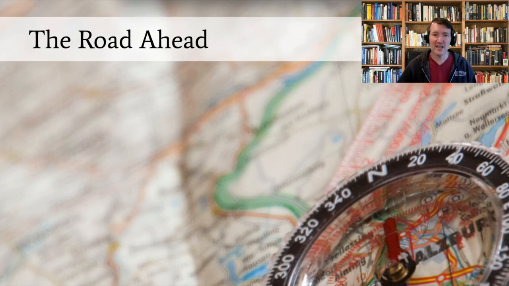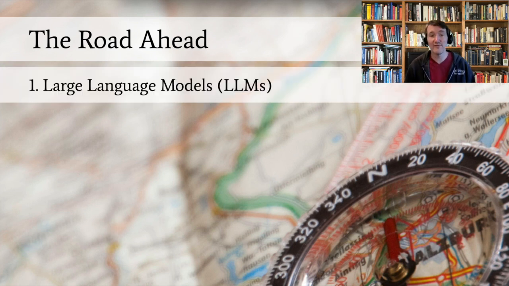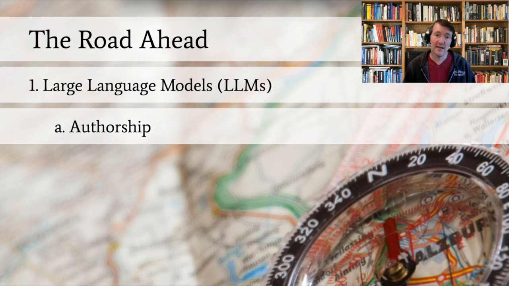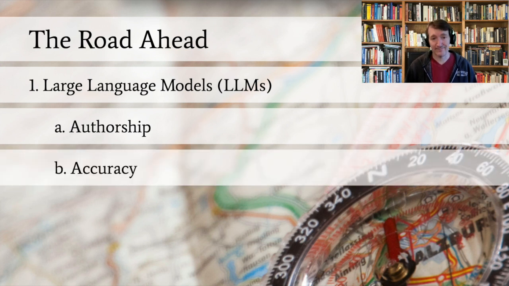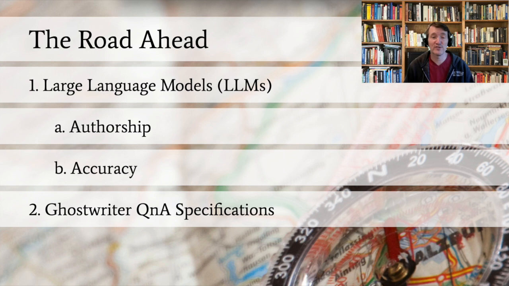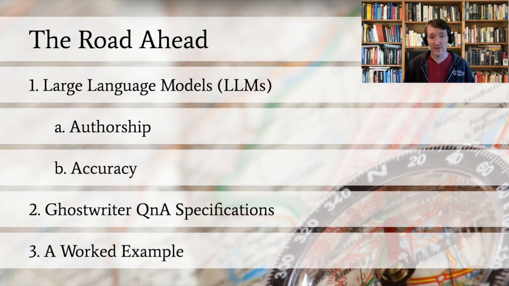That being said, here's what we're going to touch on in this video. First, we will provide a brief primer on large language models, LLMs for short, including an examination of how they relate to authorship and accuracy. Then we'll start the how-to section by introducing the Ghostwriter Q&A specifications, that is, how to write a generative outline. This will be followed by a video of us using the specifications to produce a draft document.